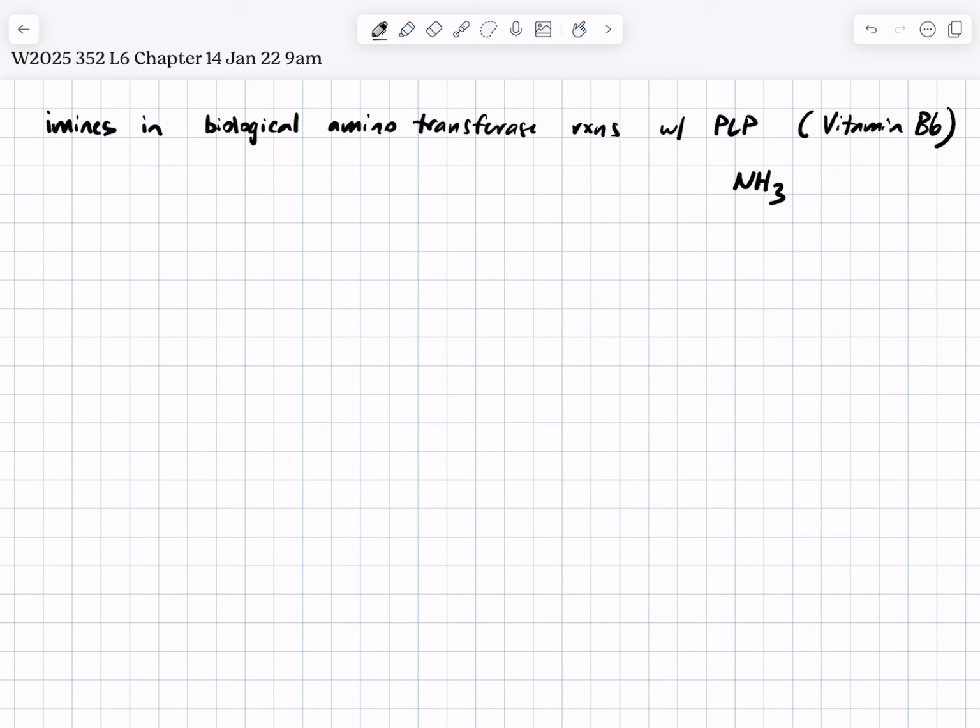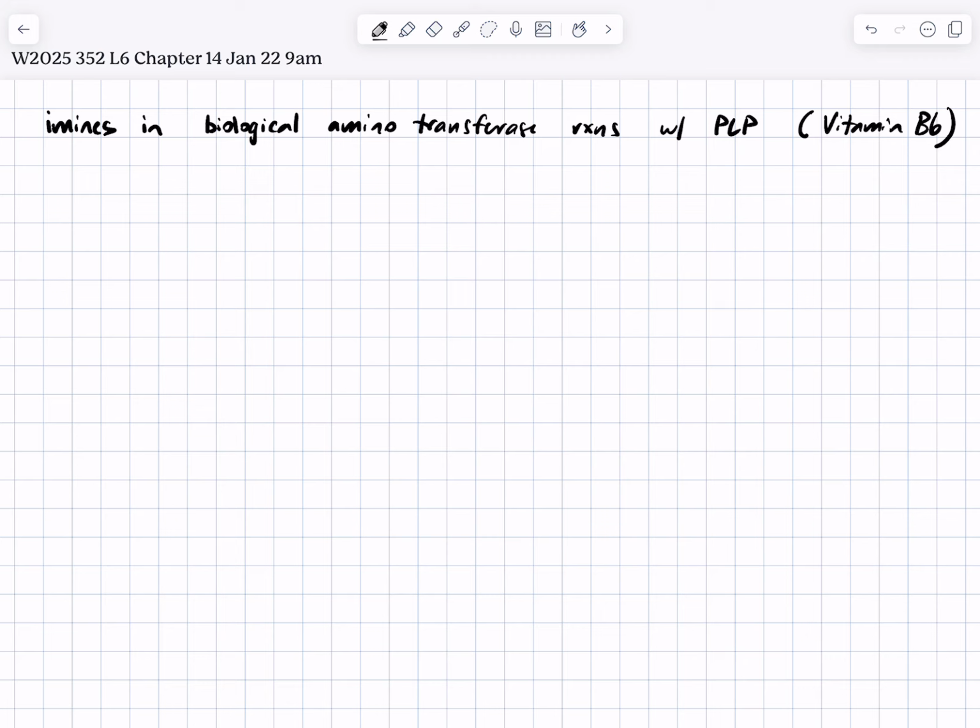And the answer is that levels of ammonia in your blood can be toxic for various reasons, and so you need a non-toxic way of moving amino groups around, and nature will actually use imines to do this. And it will use imines using a molecule called PLP, which is actually one of the B vitamins called vitamin B6. And PLP stands for pyridoxal phosphate, and it's an aldehyde.